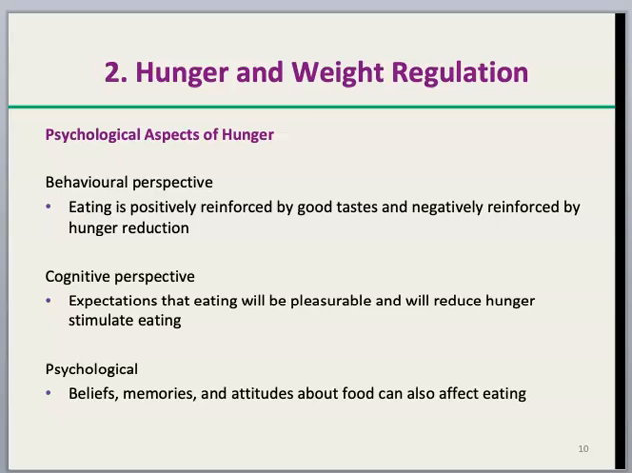From the cognitive perspective, which we discussed in part 1, expectations that eating will be pleasurable and reduce hunger stimulate eating. So one of the motivations for eating from the cognitive perspective is that you anticipate it's going to be pleasurable, and you believe it's going to reduce your hunger. What we're going to focus on in this little section is the psychological aspect of hunger, which is the beliefs, memories, and attitudes about food, and how that can affect your eating.